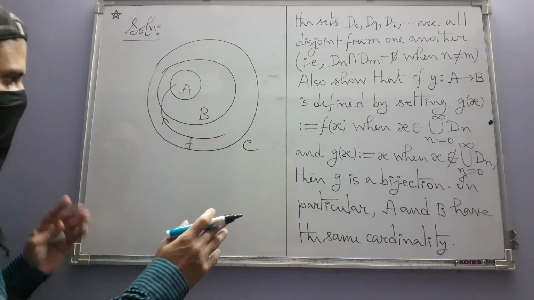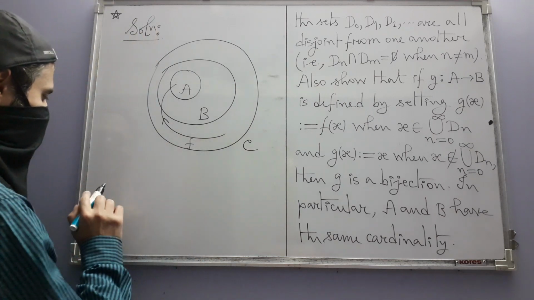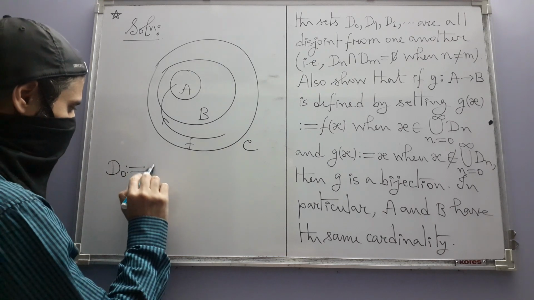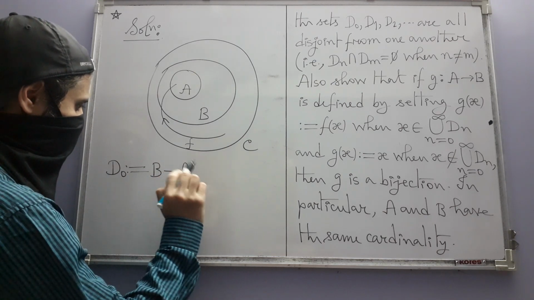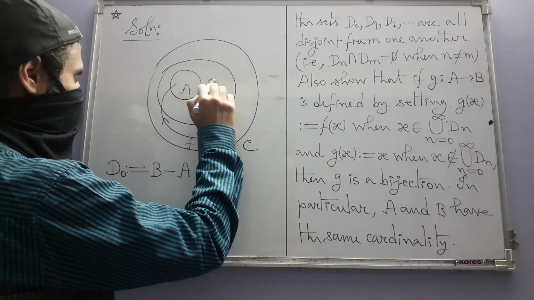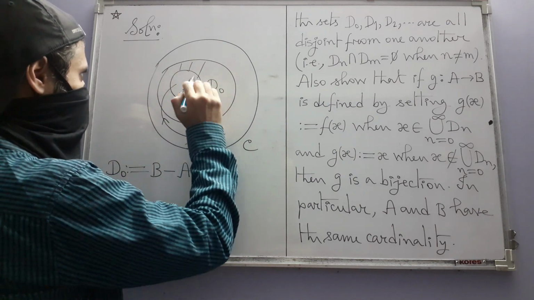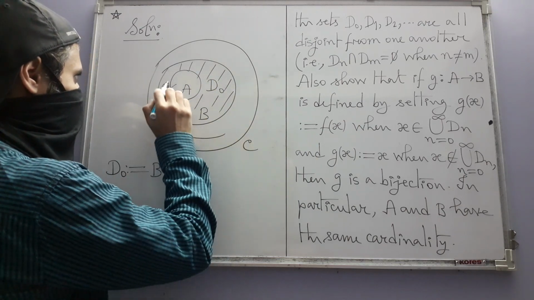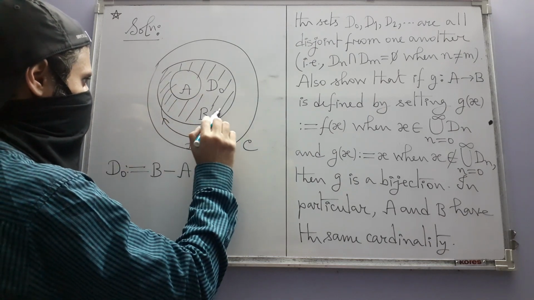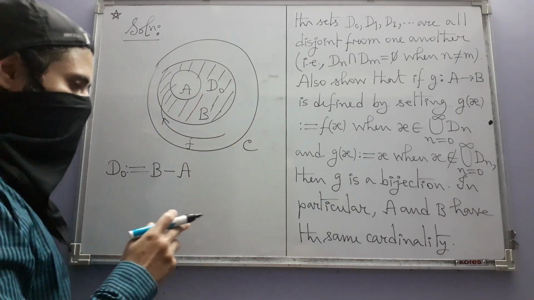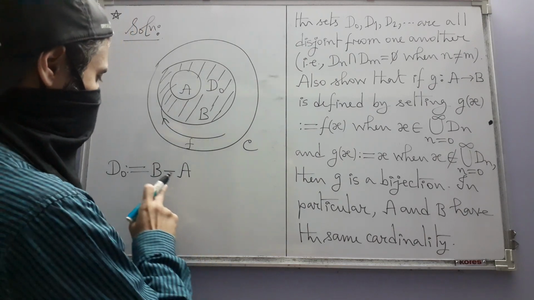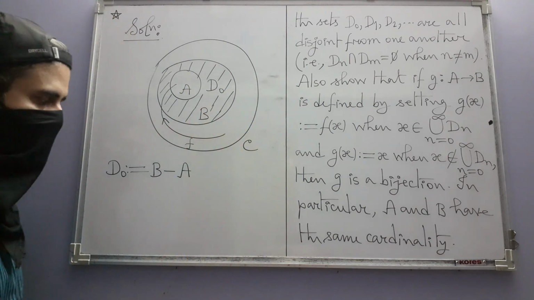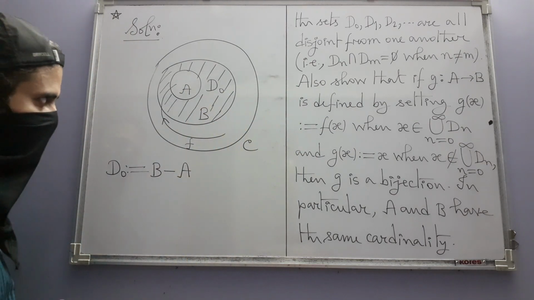And how are the sets Di being defined? D0 is just the complement of A in B. That means this is D0, this thing. D0 may be empty also. It will be empty precisely when A is equal to B. That possibility is there, or it may be non-empty also if A is a proper subset of B.